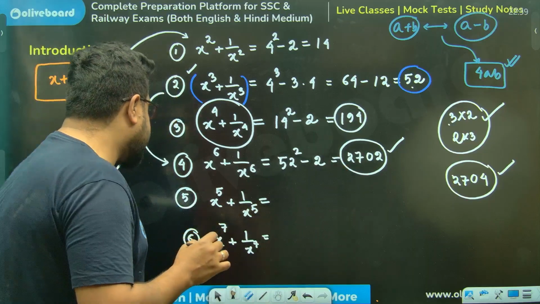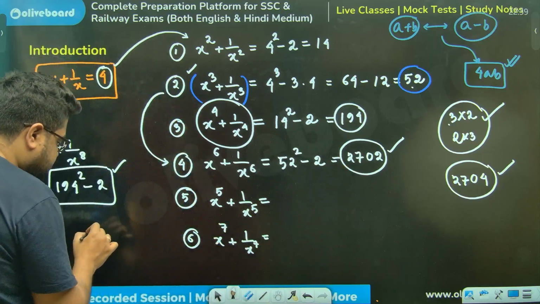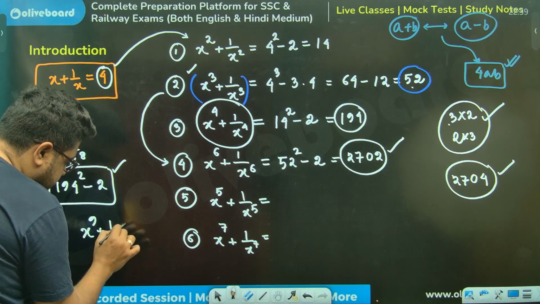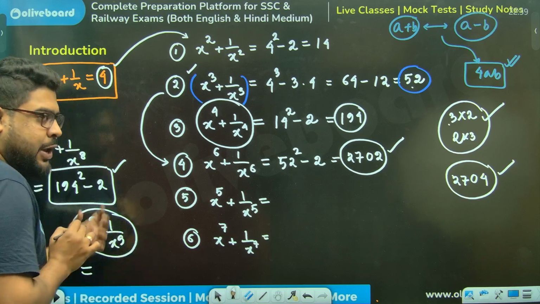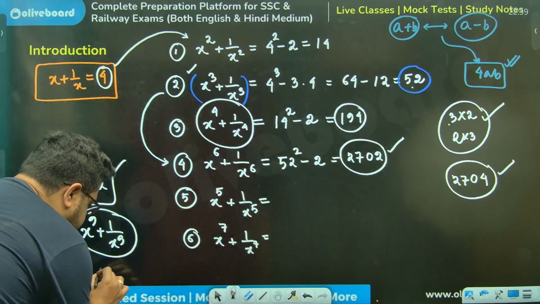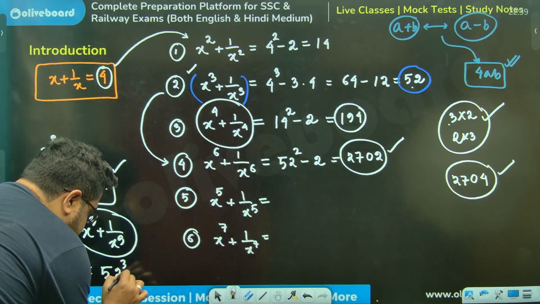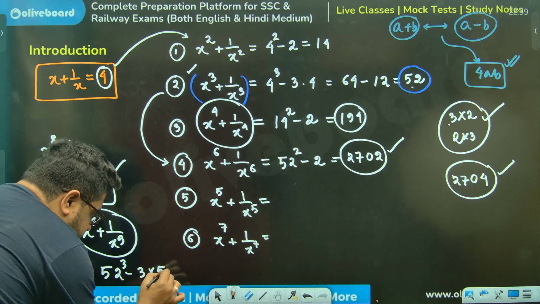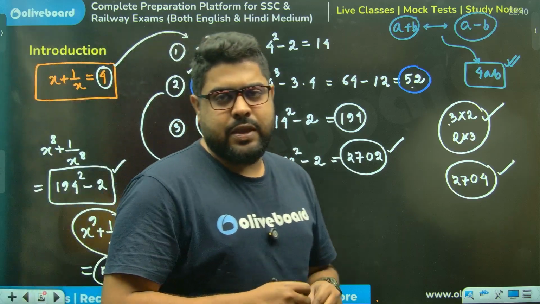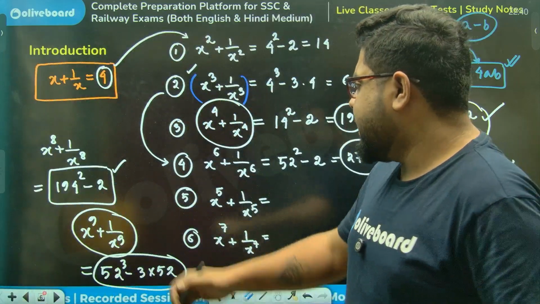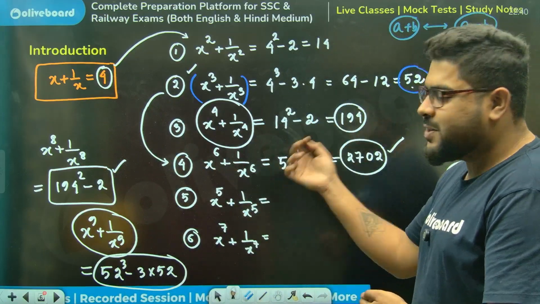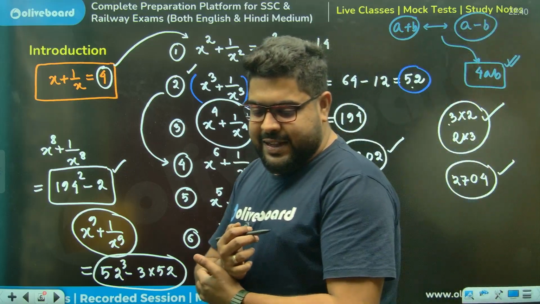If I ask you x to the power 9 plus 1 by x to the power 9, you will say, sir, this is cube of x's cube. So that means 52 cube minus 3 into 52. Again, the calculation is a little bigger, but again, we can find it out. Again, never have they ever asked that big of values. 5 was the max, but we'll go till 7. We will go till 7, sir.